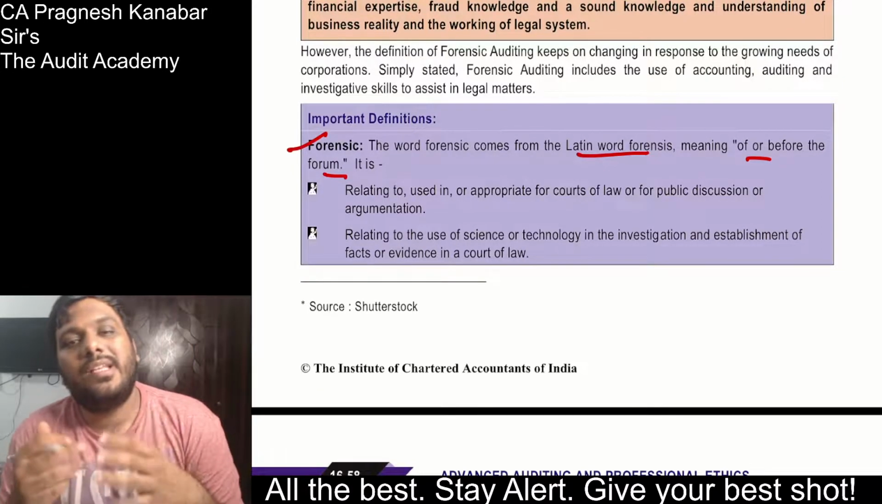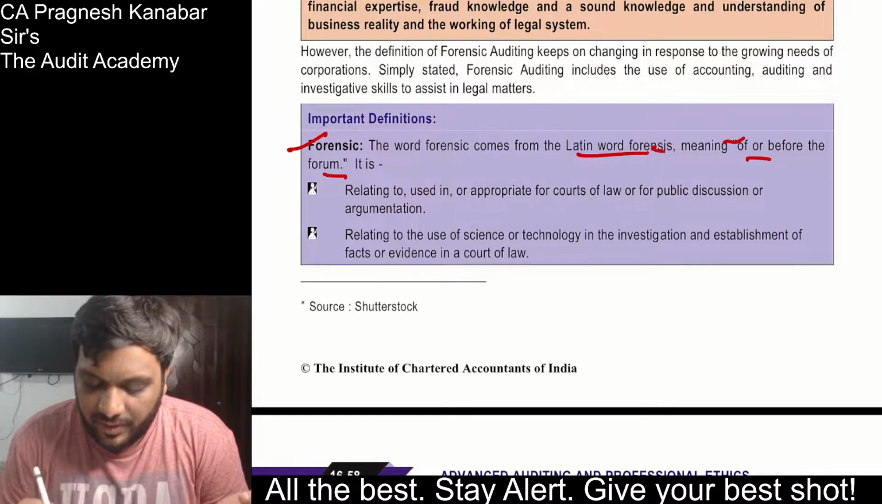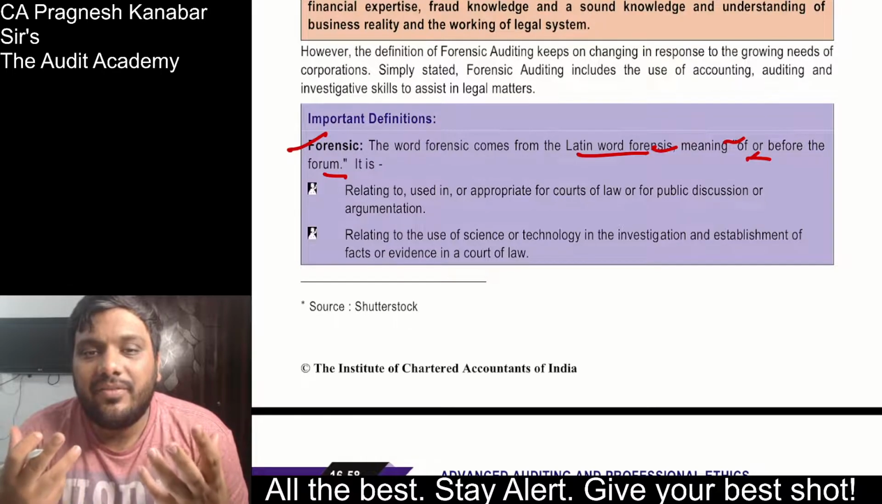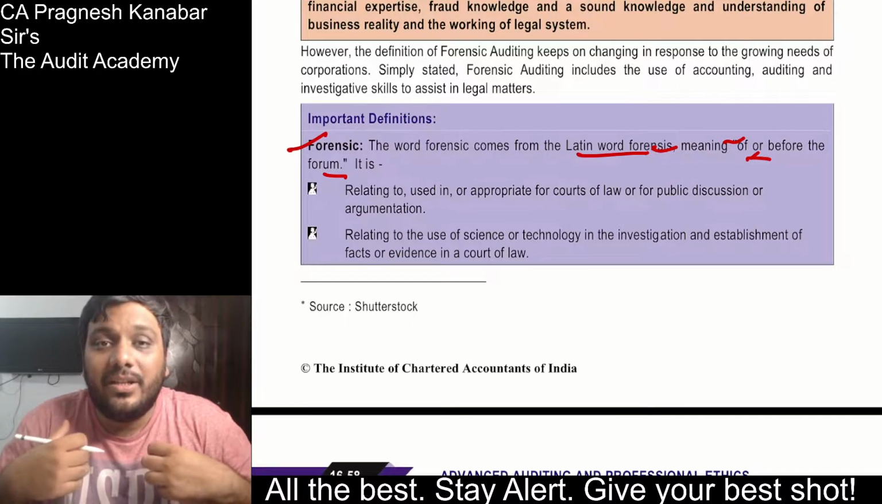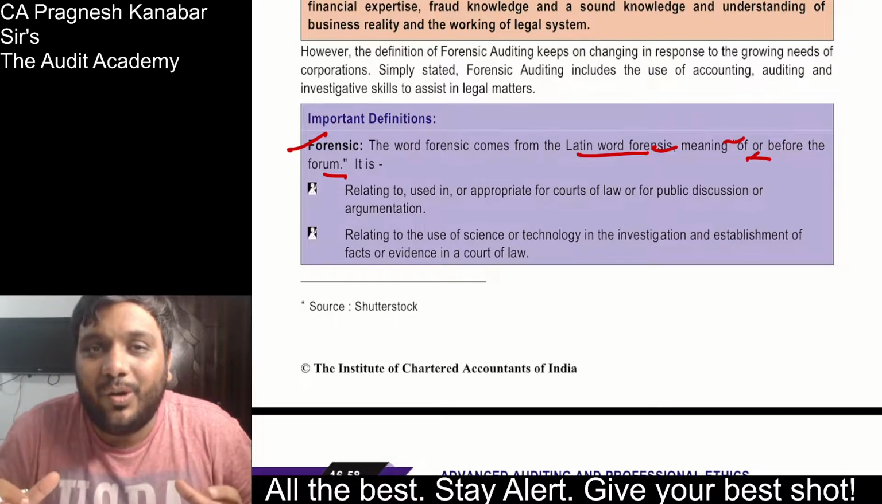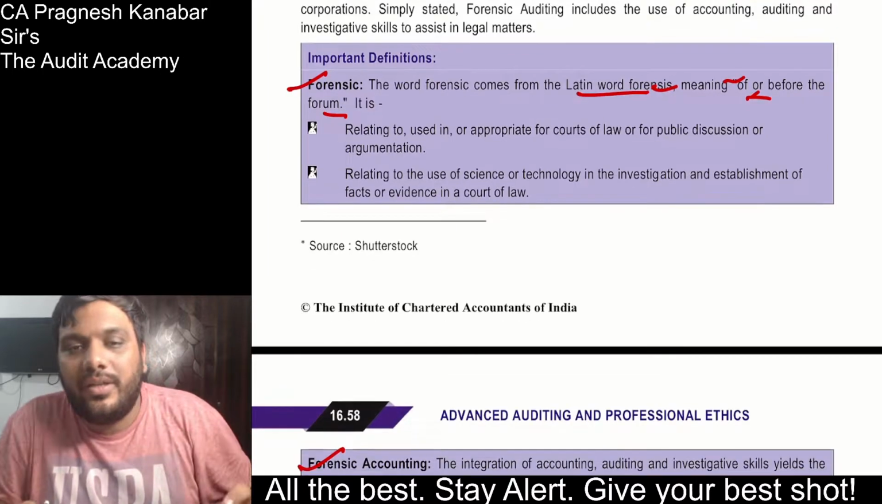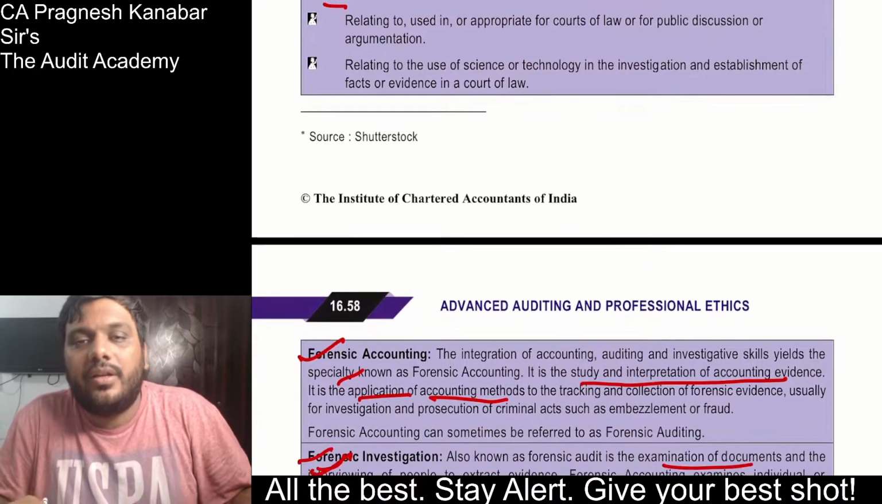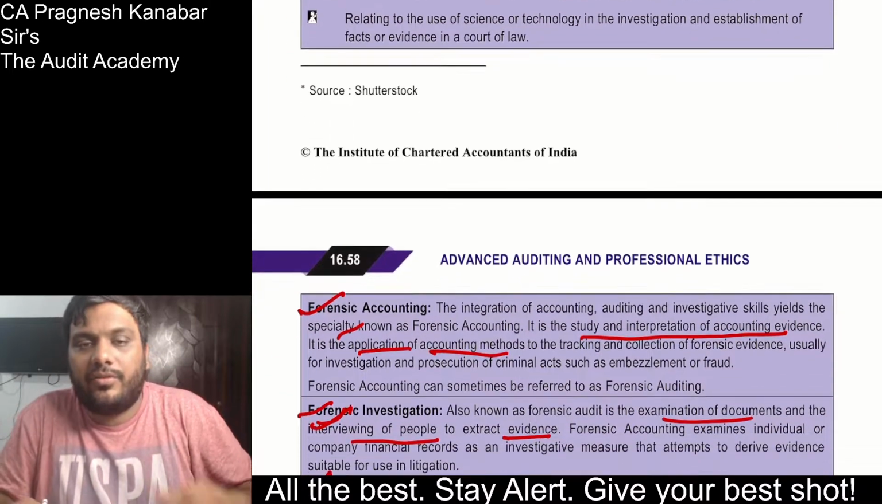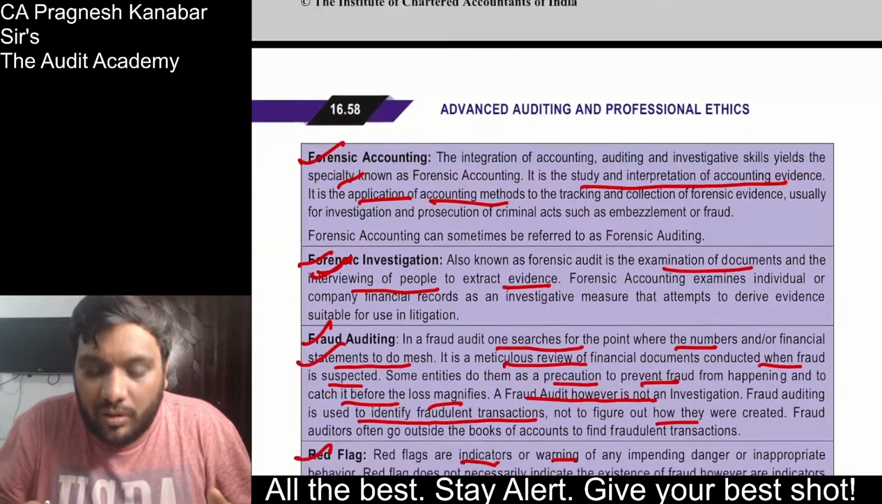The word forensic has come from the Latin word forensis, meaning presenting in front of the forum. So basically, what is forensic evidence? Something that you can present in front of the court, something that is acceptable in the court of law. That is why forensic audit is to find out such fraud and such evidence for a fraud which can be presented in the court of law.